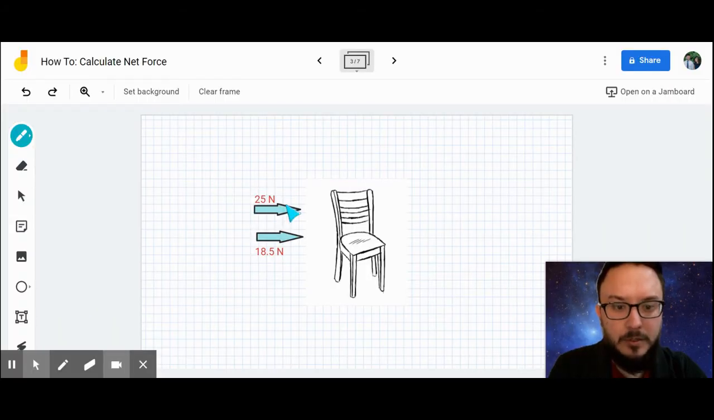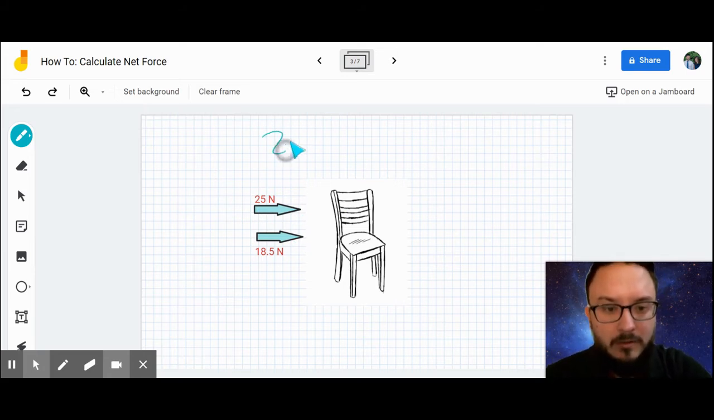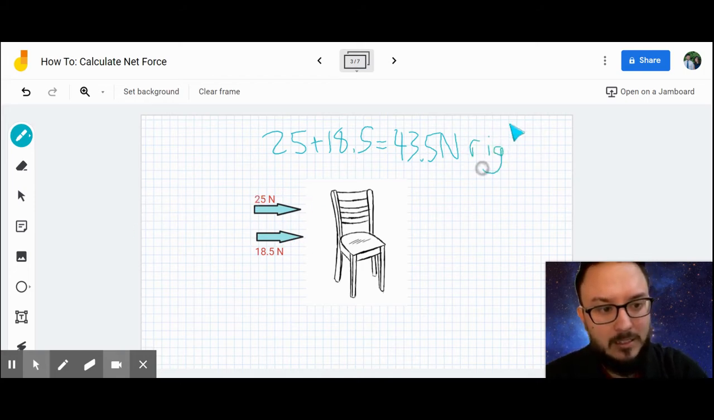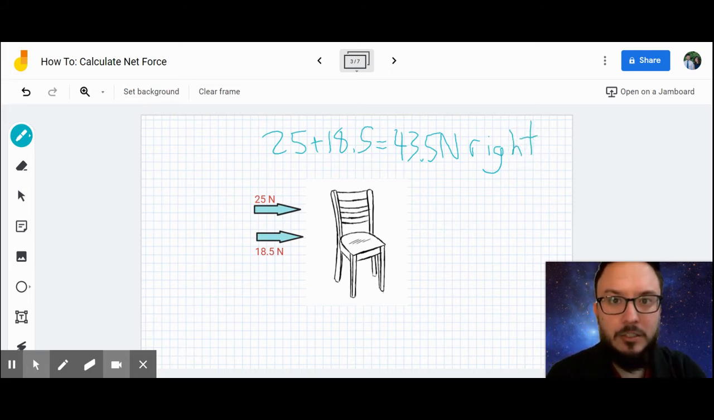Okay, so hopefully you noticed that the two forces are moving in the same direction. This force points to the right, this force points to the right. That means we're going to add these forces together. So 25 plus 18.5 means that I have a total of 43.5 newtons of force. And that force is going to be moving to the right, because both my forces in this case are moving to the right. And it's as easy as that. Let's try a few more examples.